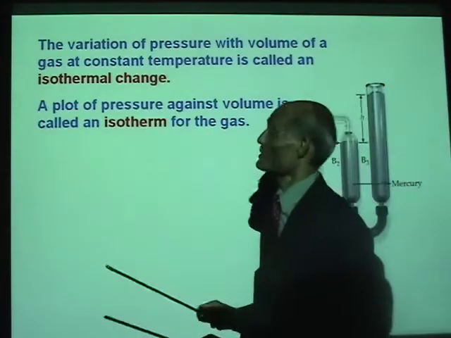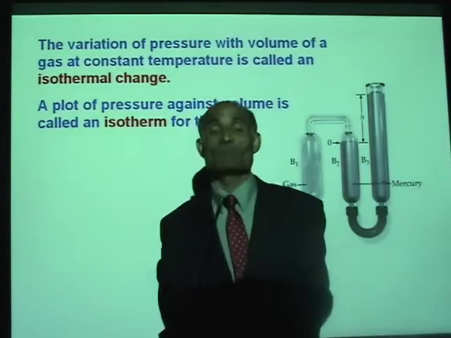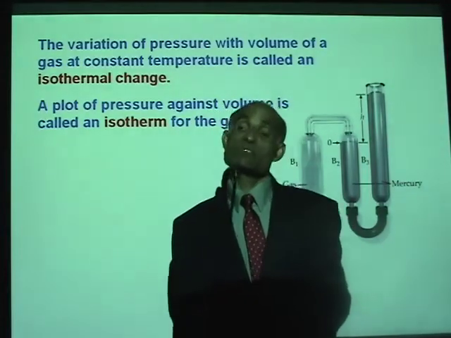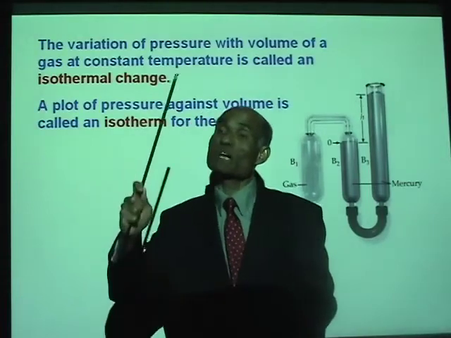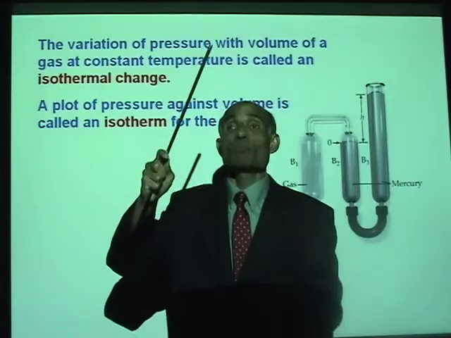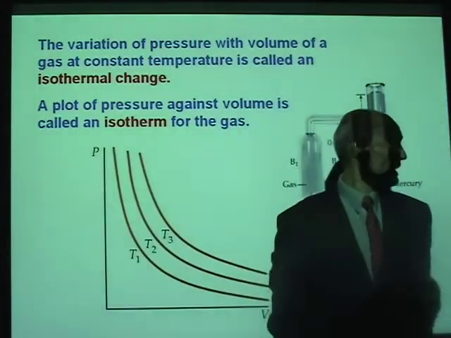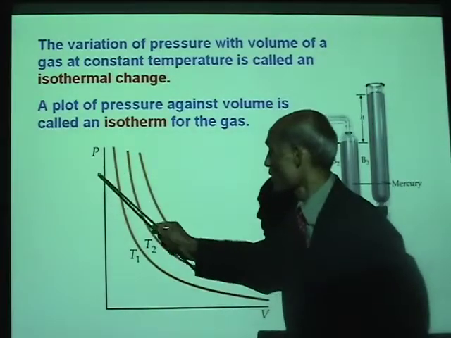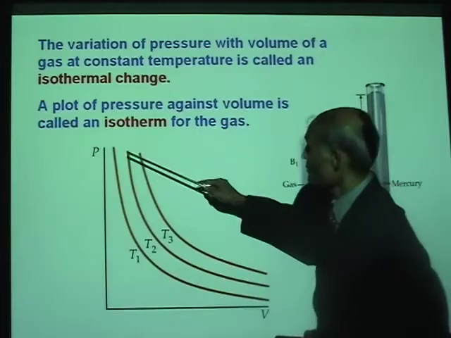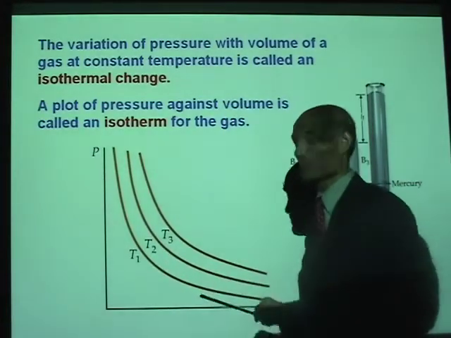Now, if you make a plot of pressure against volume, how will that plot look like? You can see, as volume increases, pressure will decrease. Is that right? And so, a plot of pressure versus volume will look like this. Pressure on the vertical axis, volume on the horizontal axis. Now, this plot is at a temperature T1.